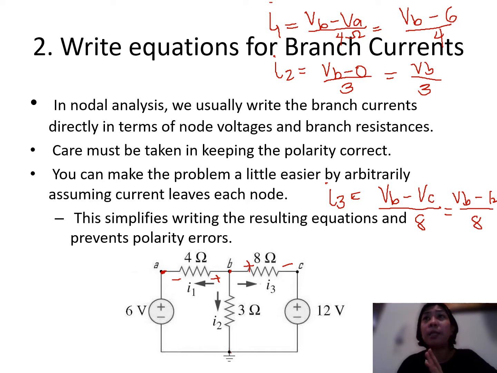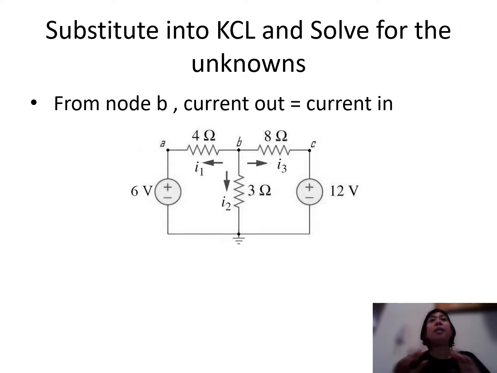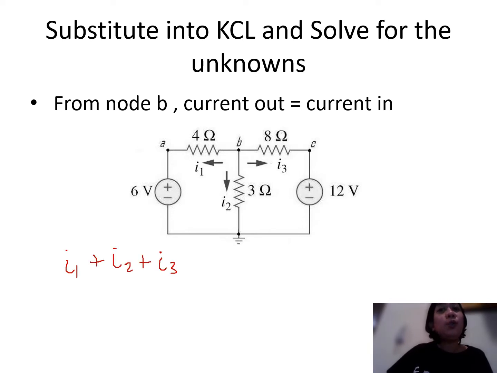Okay, so what do we do next? Next is, we're going to substitute into KCL and solve for the unknowns. Okay, so for node B, we are going to assume that all of the currents are leaving our node B. So current out is equivalent to current in. So what are those currents leaving point B? So we have here your I1 plus your I2 plus I3. So since no current is entering, this is just equivalent to 0.